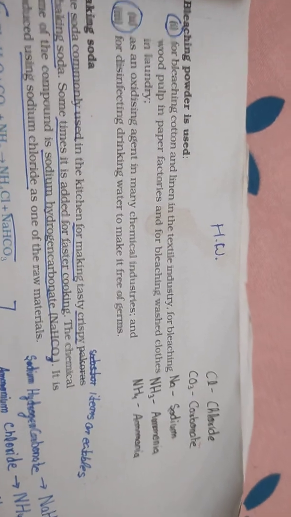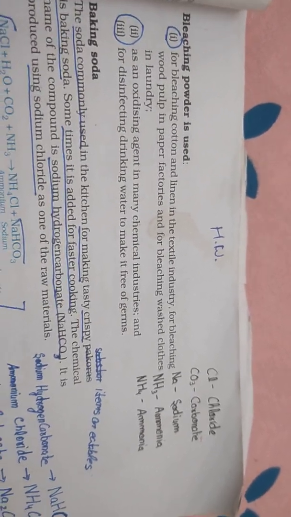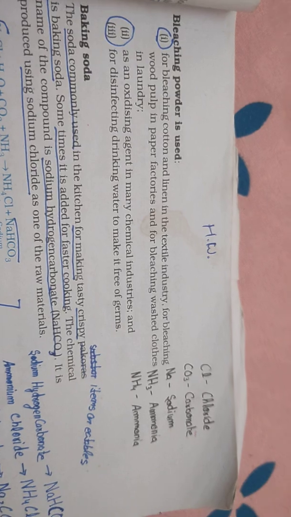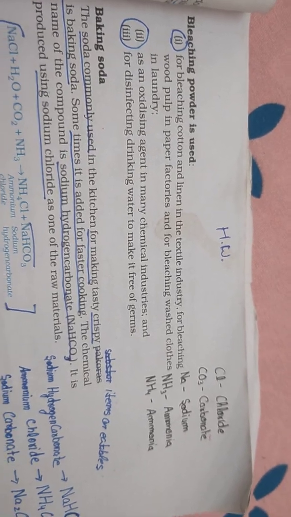Now these are some uses of the bleaching powder, and the most important of them is for disinfecting drinking water to make it free of germs, though it's better if you remember the other two uses too.